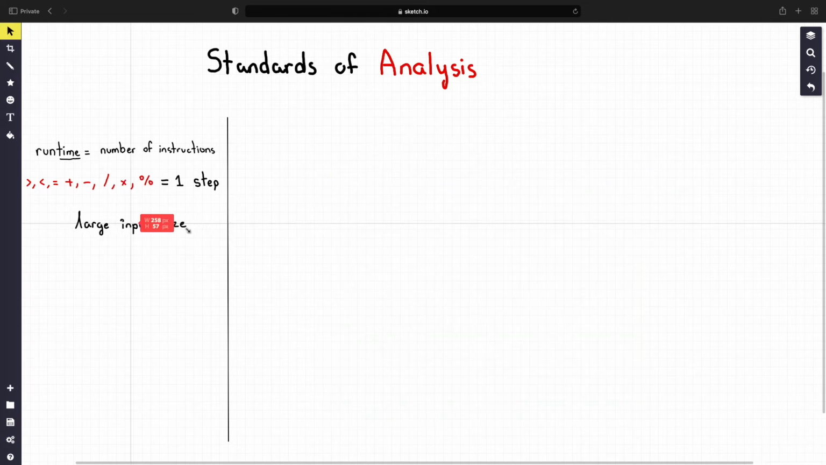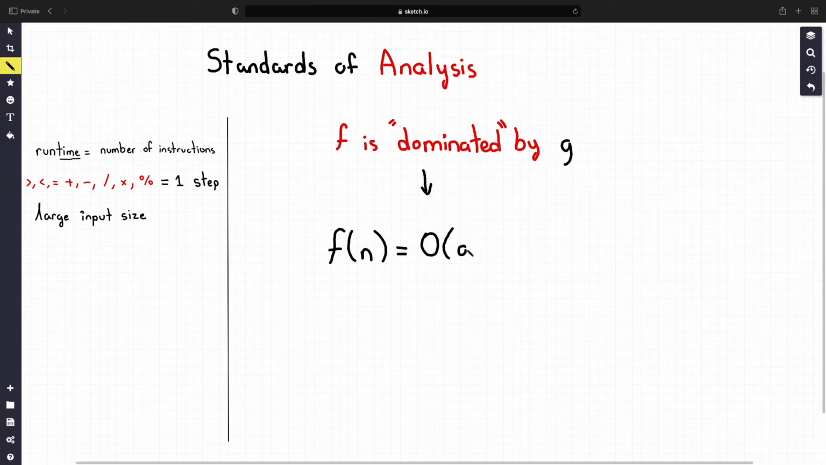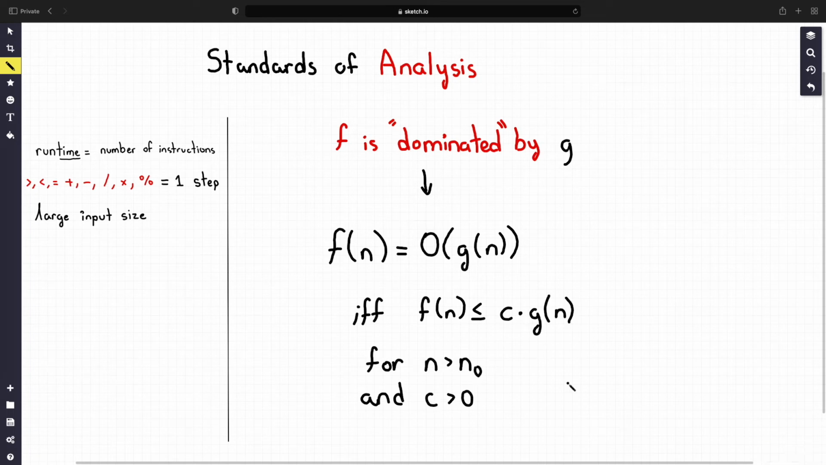Now we're going to get to the standard that I know you've all been waiting for, and that is the definition of the big O notation. Big O notation formalizes the intuitive idea of domination that we formed in the motivating example of this video. Now I'm going to translate that intuition into math.